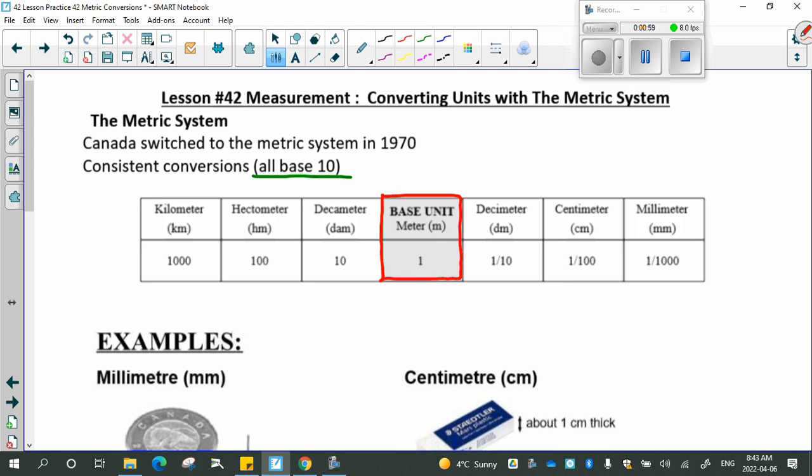And then this way we're getting smaller units. So a decimeter is 1/10 of a meter. A centimeter is 1/100th of a meter. A millimeter is 1/1000th of a meter. Okay? And then going this way, these units are bigger units. So we know a kilometer is bigger than a meter. 1 kilometer is 1,000 meters. Okay?